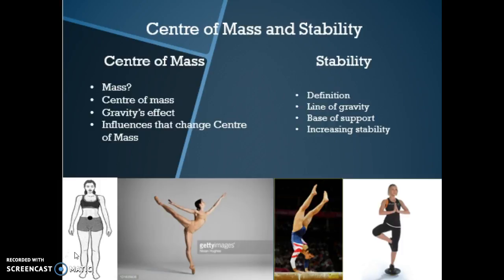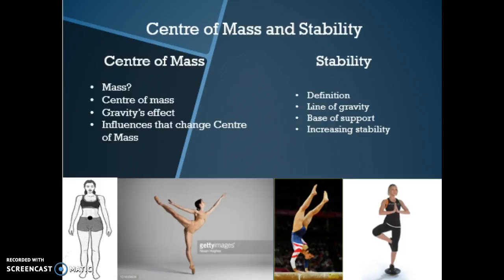Next, we're going to talk about mass itself. The definition of mass is the amount of material which an object is made of. That is everything that makes your body heavy, all the systems in your body plus the gravitational pull. So it's basically how heavy an object is. The center of mass, on the other hand, is the point at which the body is balanced in all directions, as I said earlier in stability.